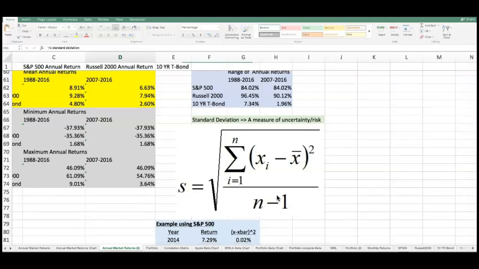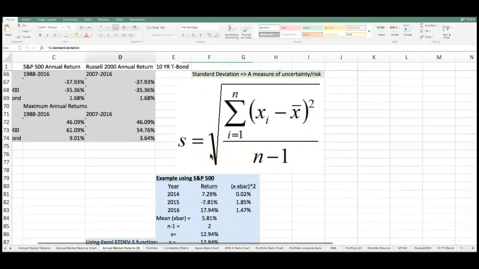You may recall from your statistics class, we have something called the loss of a degree of freedom, because we don't have the population average return, the X bar. We only have that for the sample, so we're having to estimate the returns on either the S&P 500, the T-bill, or the Russell 2000. We really don't know it. So statisticians do this n minus 1 to correct for that loss of precision, because we only have the sample mean and not the population mean.